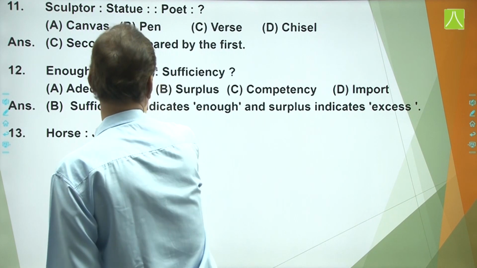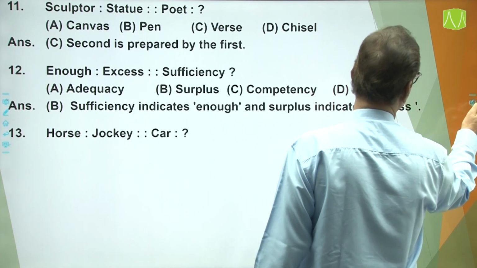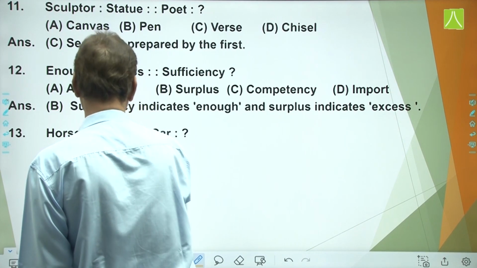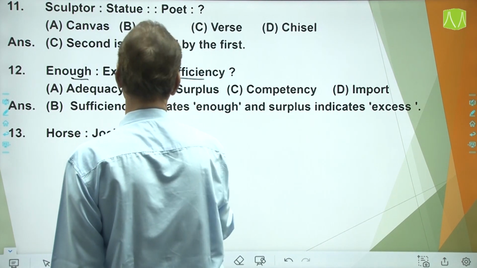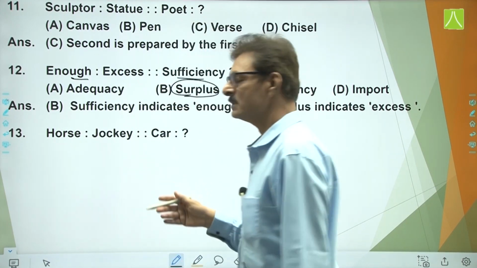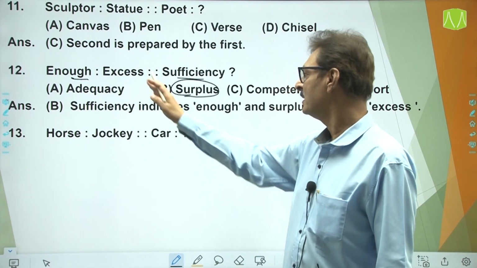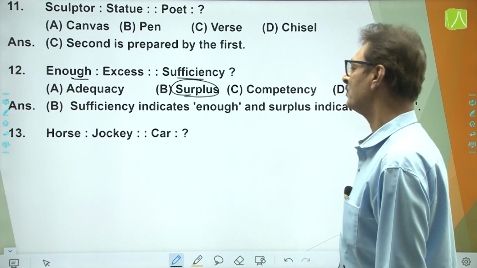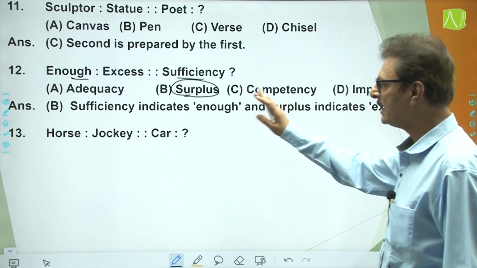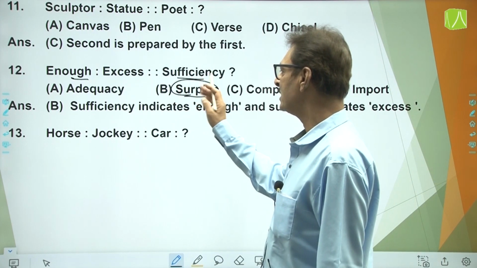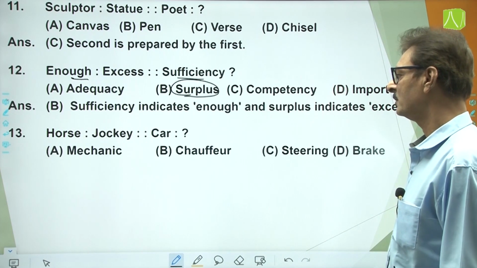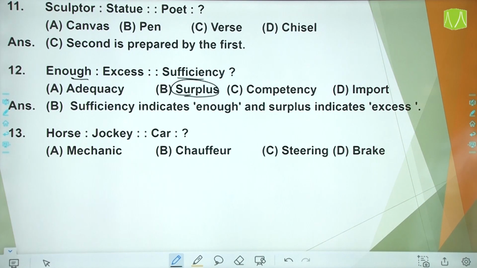If you just try to mark over here, enough, and sufficient. So sufficiency indicates enough and surplus. What is surplus? Surplus is in excess of something. So excess is related to surplus over here. Next one. I hope this sentence is clear enough. Enough excess, sufficient surplus. Horse is to jockey. Car is to what? Mechanic, chauffeur, steering or brake.